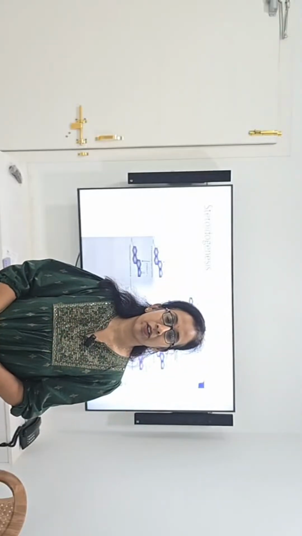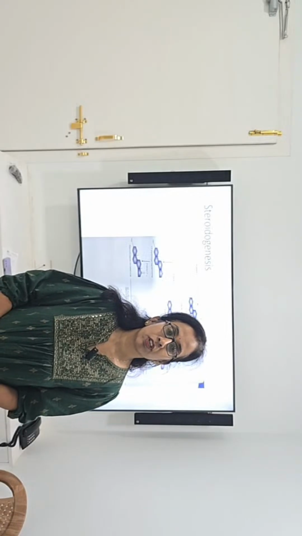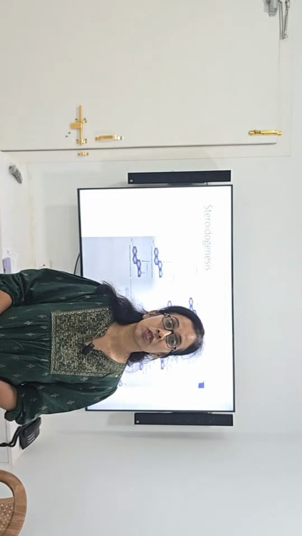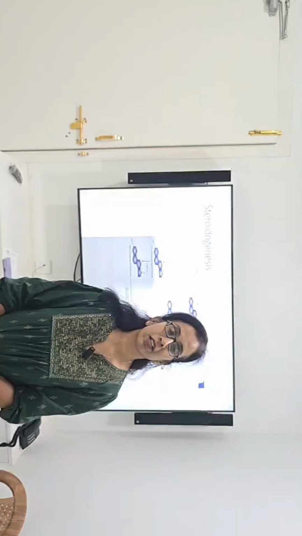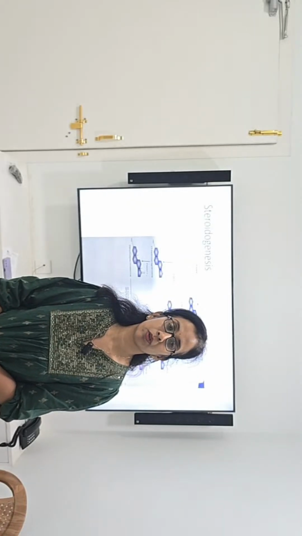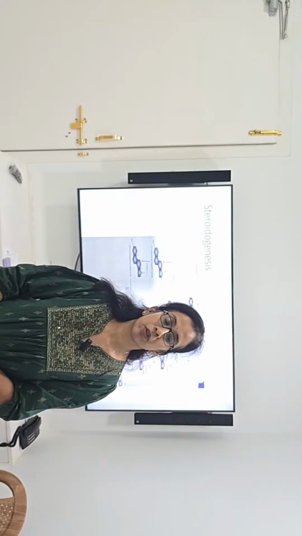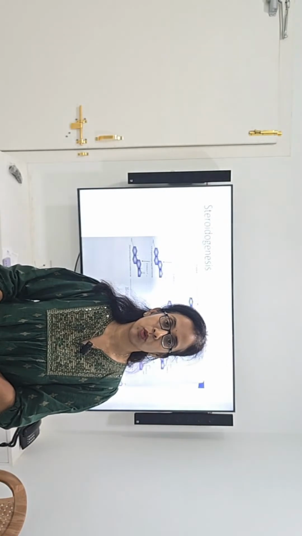From this 17-hydroxypregnenolone, there will be cleavage of 2 carbon atoms, and it will get converted from a C21 to a C19 compound. This C19 compound is dehydroepiandrosterone. Dehydroepiandrosterone will again get converted into androstenedione, which has 2 double-bonded O, 2 times double bond O.